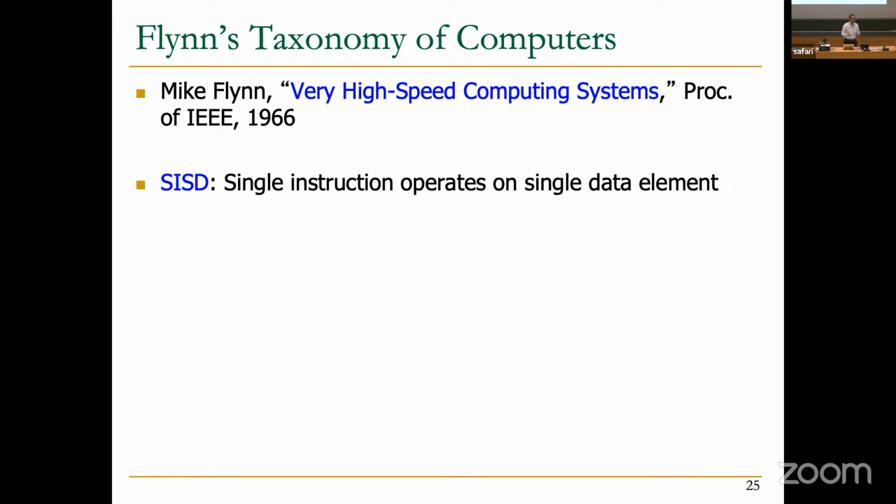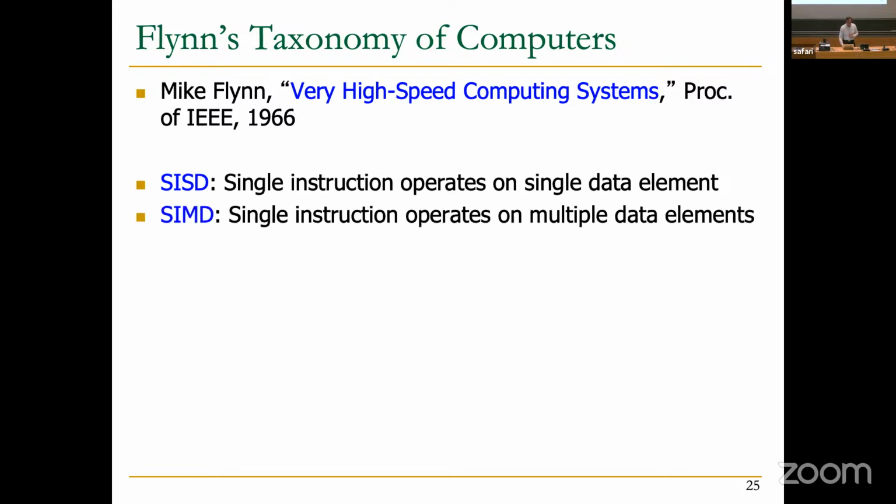Essentially, you do an add. Each operand has a single data element. This is the traditional add we have seen, and we've accelerated this using out-of-order execution, for example. And then there's SIMD, which we're going to see. In this case, a single operation, but each operand is not a single element, but really a vector of elements. So it's many elements at the same time. You're operating on vectors, essentially.